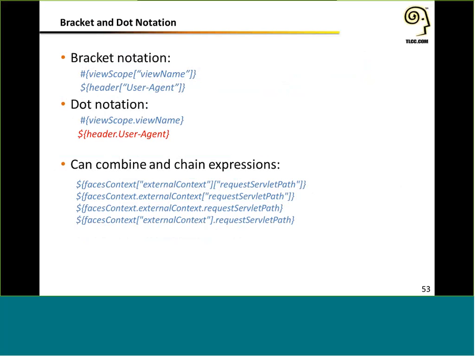There are two notations. The general notation is the bracket notation. For that, you define your property within square brackets and the property name, or the dot notation. So simply, in this case, viewScope.viewName. That second example for the dot notation would not work. So the dot notation does have a limitation. It must be a valid Java identifier, and since the dash is not part of identifying a Java object, you would use the generalized notation instead.